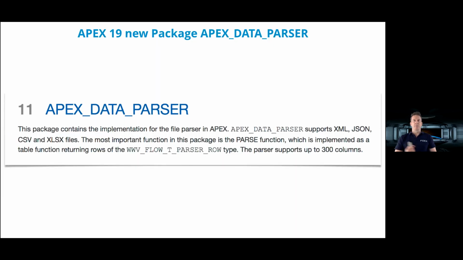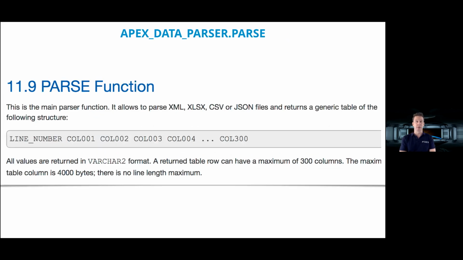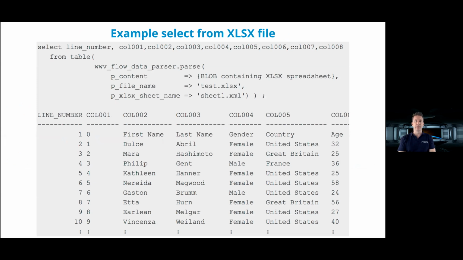Ooh, Apex 19 brought us this amazing package, Apex Data Parser. It's like, I don't know, witchcraft. It just works brilliantly. Thank you, Carsten, for doing that. In short, you can pass in Excel files, CSV, JSON, whatever, XML, and query it. It's quite as simple as in this example. Carsten has a whole session on this. It's great. It saves so much time.